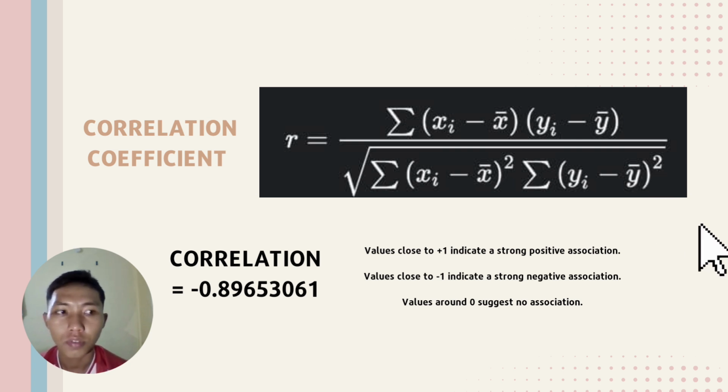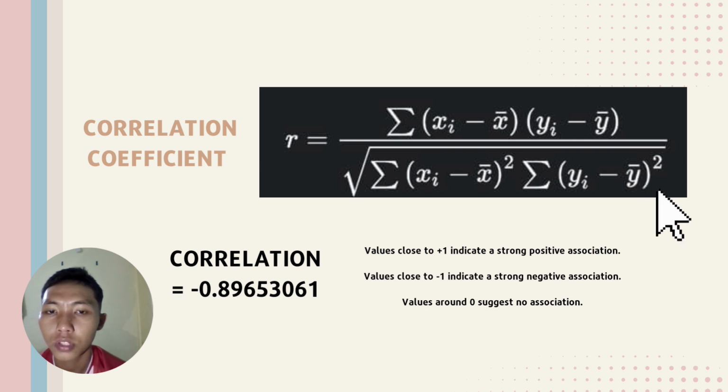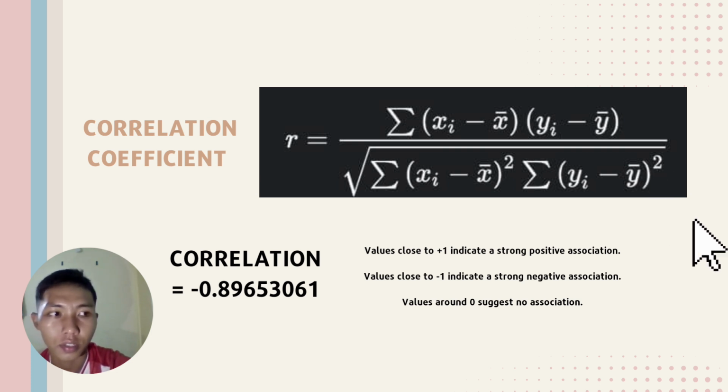The correlation coefficient is negative 0.8965301, indicating a strong negative association: as production costs increase, profit margin tends to decrease.